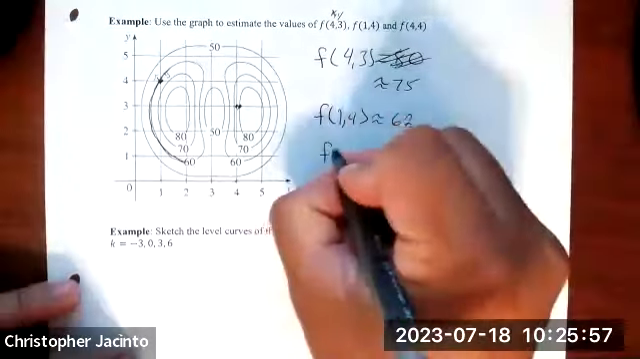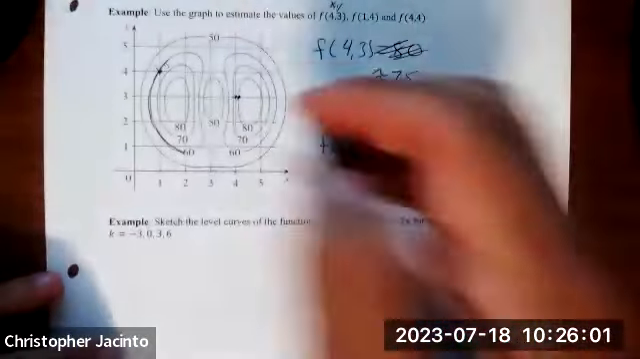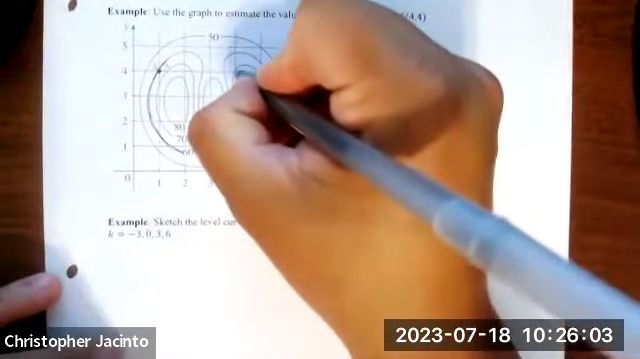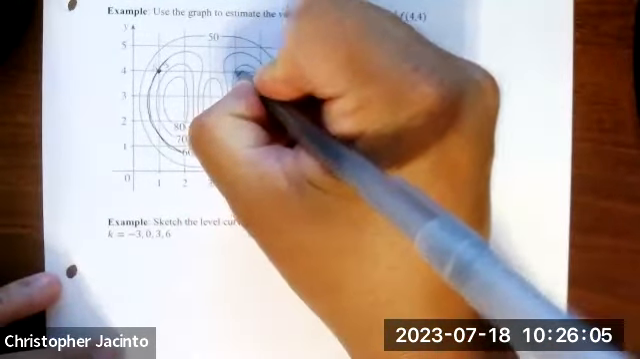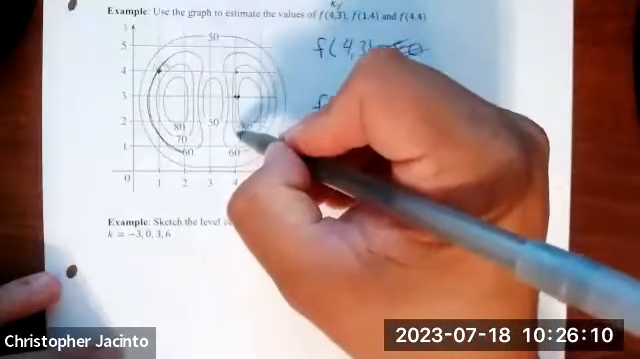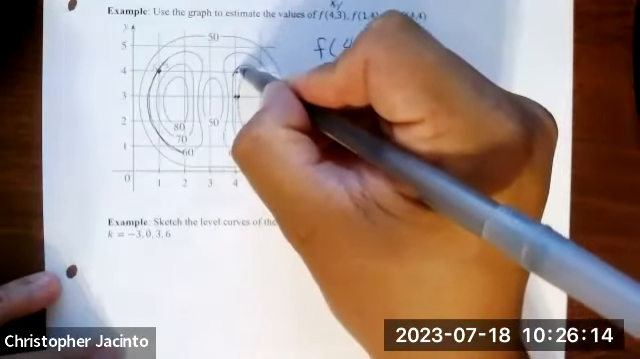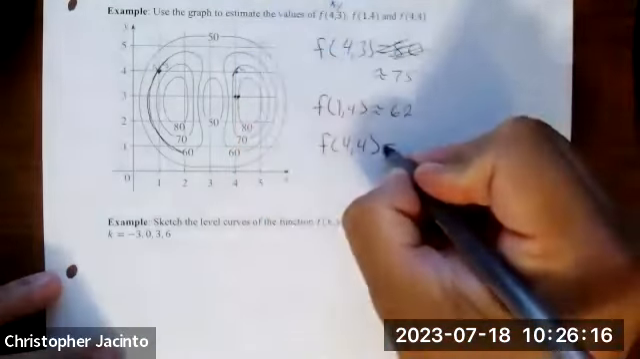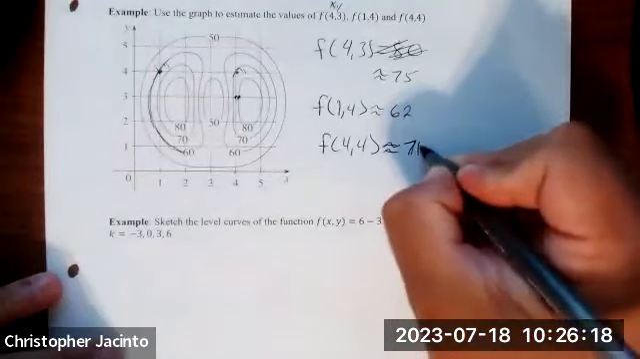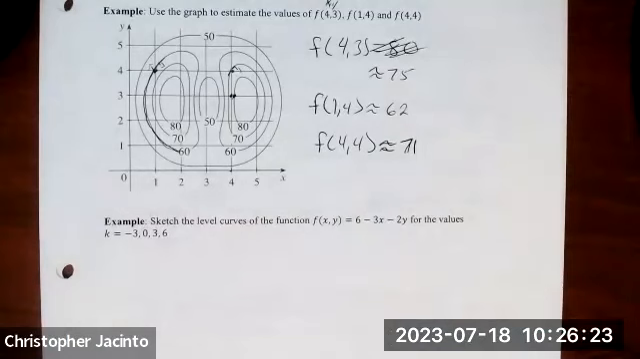And then the last point, (4, 4). So (4, 4) is right here. That's closest to the level curve of 70. And as I go this way, I get higher. So maybe it's approximately 71, give or take. Even 70 would be fine. It's almost exactly on the point.